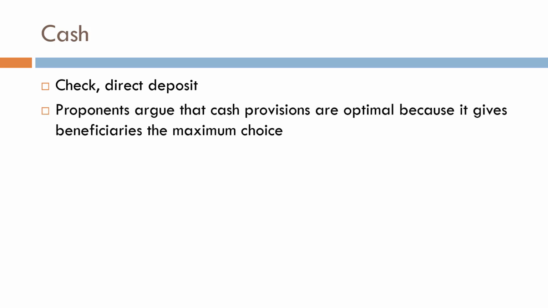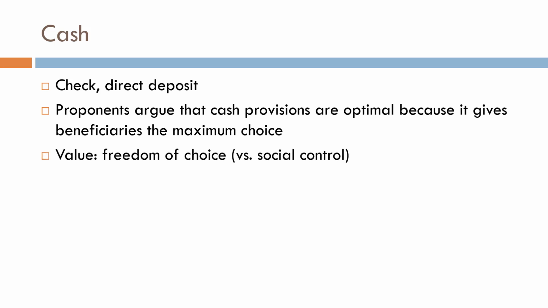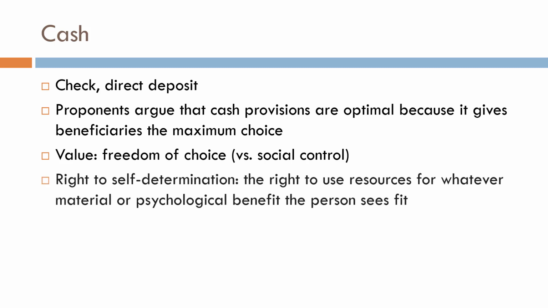Okay, so cash. This one's fairly straightforward. It can be a check or direct deposit, but it's actual cash money. Proponents of giving cash argue that cash provisions are optimal because it gives beneficiaries the maximum choice. So in that case, the value is freedom of choice versus social control. When it comes to the client's right to self-determination, here it's about the right to use resources for whatever material or psychological benefit the person sees fit.